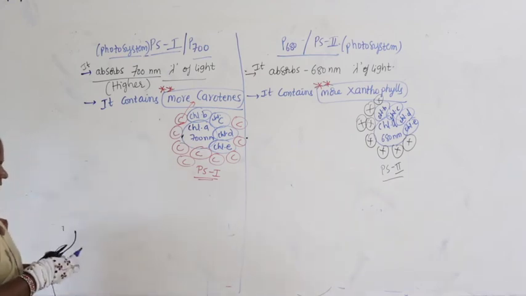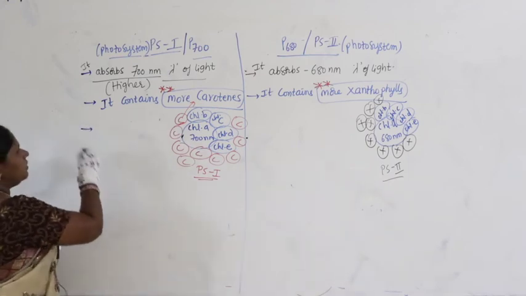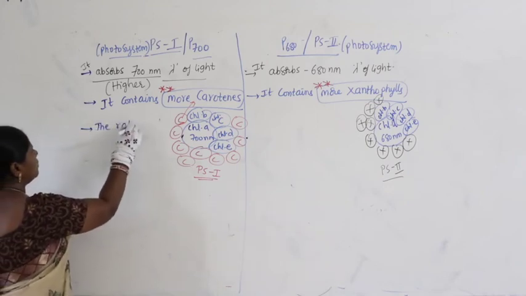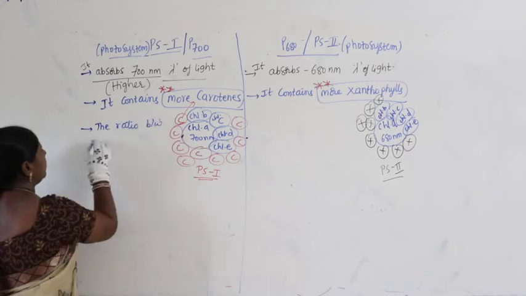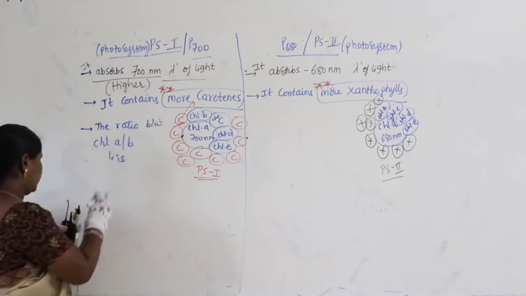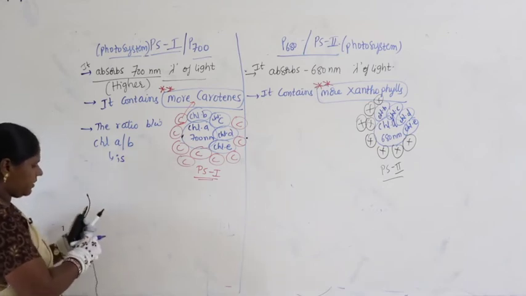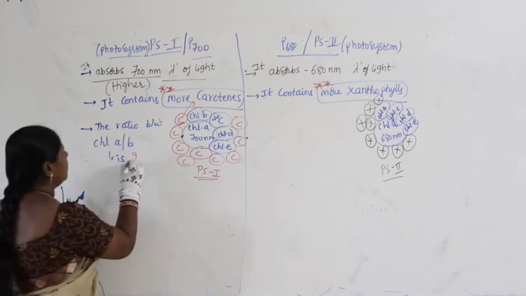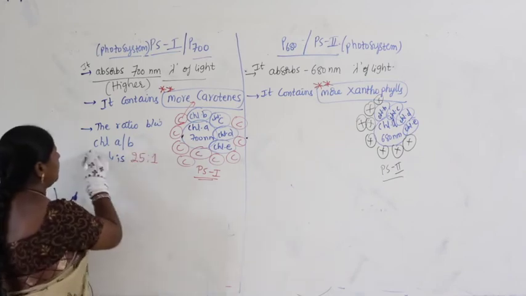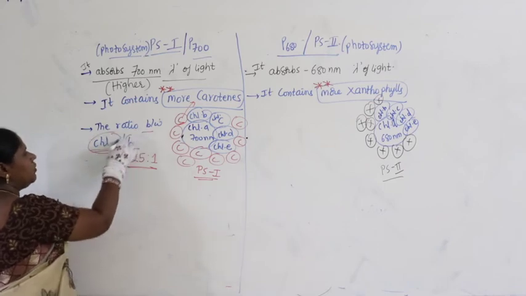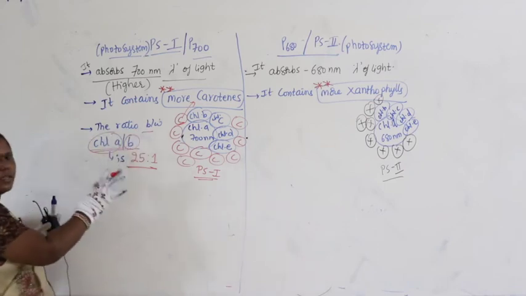Now apart from this, the ratio between chlorophyll A by B here, we can say, is 25:1. What is that ratio? The ratio between chlorophyll A to chlorophyll B. What is the meaning of that?